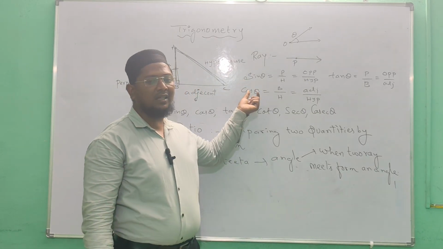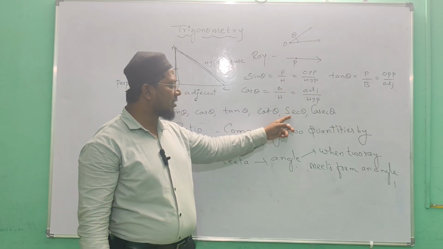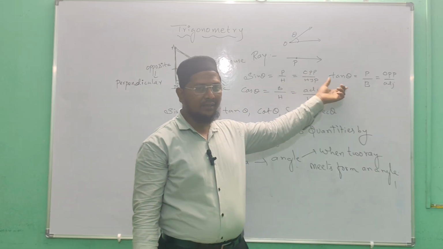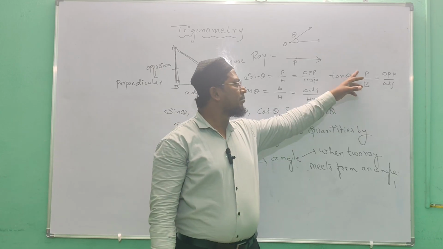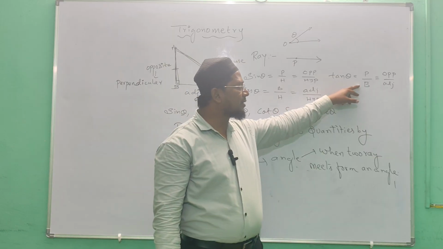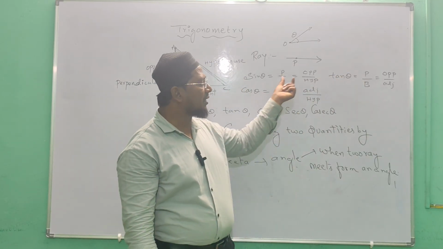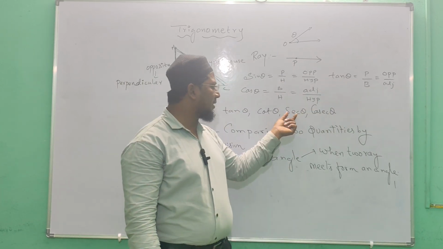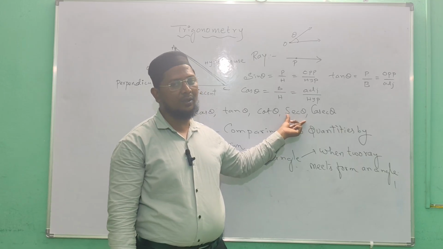Both methods are correct, you can write both formulas. If we know these three ratio formulae, we can automatically write the remaining three formulae. For example, cot theta is the reciprocal of tan. What is tan theta? P upon B, perpendicular upon base. So what is cot theta? Base upon perpendicular. You know that cot is the reciprocal of tan. Similarly, sec theta is the reciprocal of cos theta.